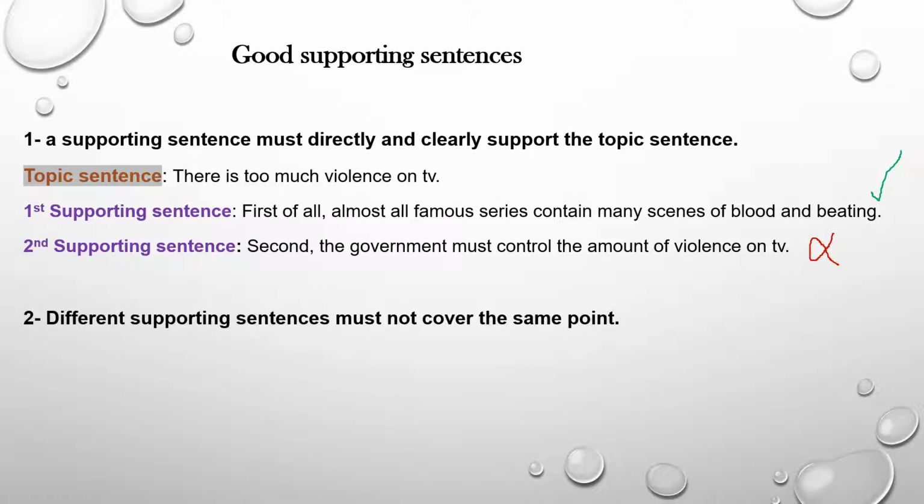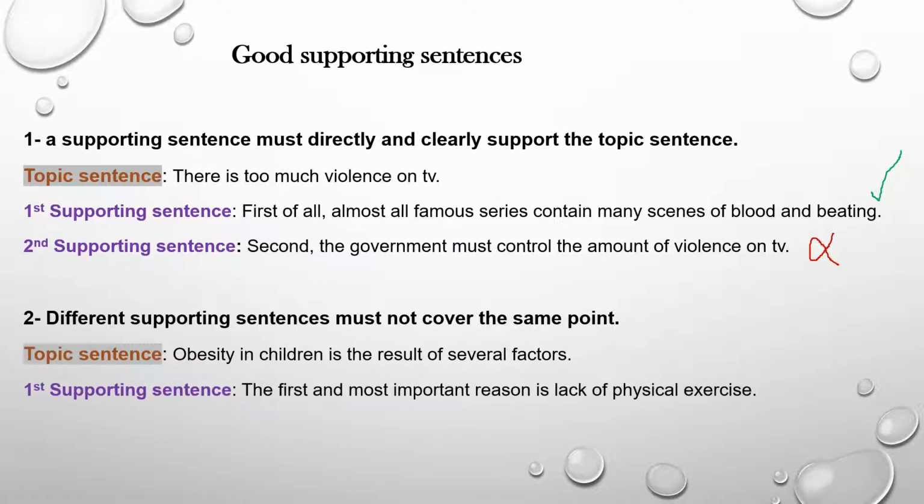What's the second point to keep in mind? Different supporting sentences must not cover the same point. This is a very common mistake. The example. The topic sentence is obesity in children is the result of several factors. So now obviously when I read this topic sentence, I want to read what factors are there.